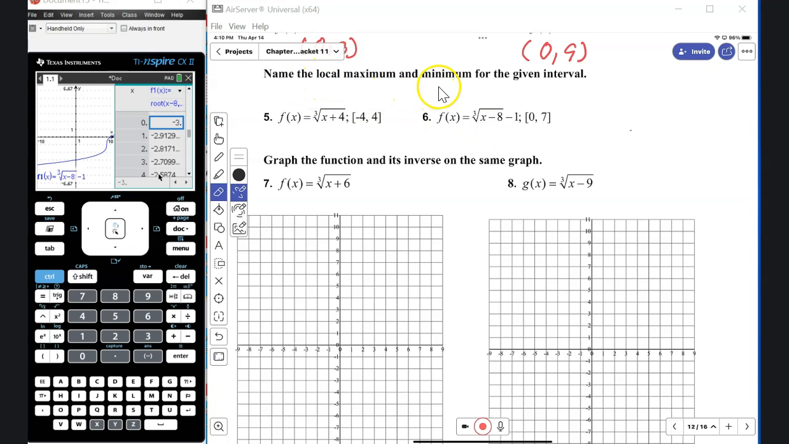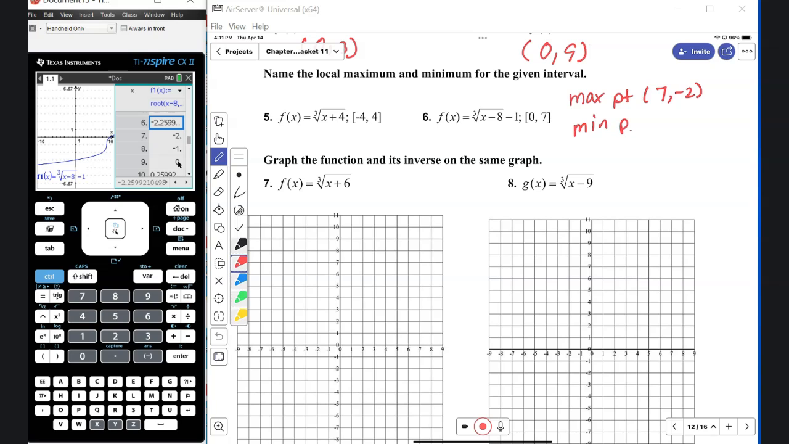For number 5 and number 6, we are going to find the local maximum and minimum point for the given interval. If you look, we have 0, -3, and then we have 7, -2. You notice that -2 is closer to 0, so that's going to be your maximum point. So I'm going to write max point, which is 7, -2, and our minimum point is 0, -3.